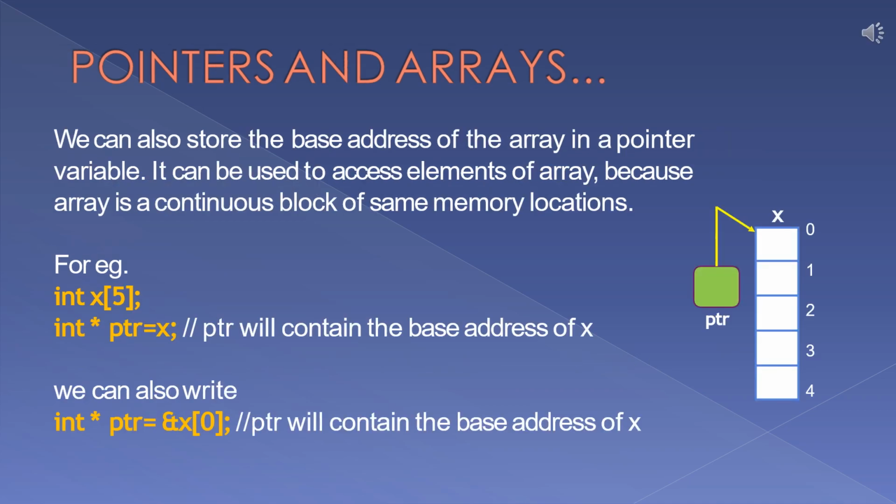Now, how can you make a pointer point to an array? You have declared an array int x of 5. Five memory allocations will be allocated. Int star ptr equal to x. So x is actually the base address of that particular array. You can simply assign it as ptr equal to x, or you can write it as ampersand x of 0, that is the address of x of 0, the first element. Both cases are the same.